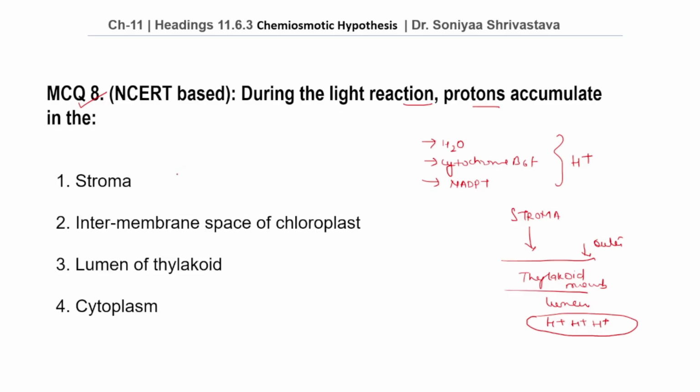Option number 1, stroma. No, protons are not accumulated here. In fact, the protons are removed from the stroma and pumped away during the light reaction. So this option is wrong. Intermembrane space of chloroplast. This is the trap. In the chloroplast, protons accumulate in the thylakoid lumen, not in the intermembrane space. So this is the wrong option. Lumen of thylakoid. Yes, this is our correct answer. Protons are released into and pumped into the thylakoid lumen. Cytoplasm. Cytoplasm is not involved in the proton accumulation for photophosphorylation. So this is the wrong option.